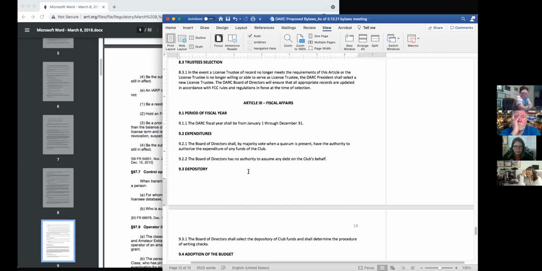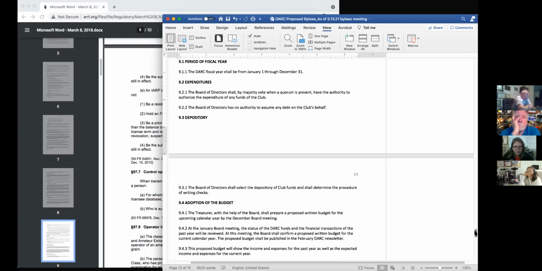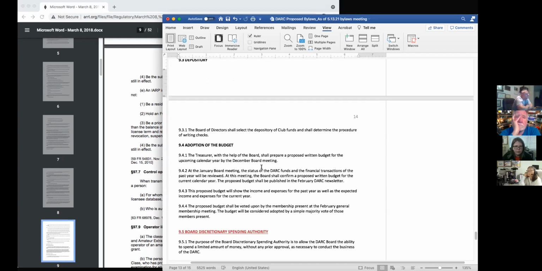9.2.1, the board of directors shall, by majority vote when a quorum is present, have the authority to authorize the expenditure of any funds of the club. 9.2.2, the board of directors has no authority to assume any debt on the club's behalf. 9.3, depository. 9.3.1, the board of directors shall select a depository of club funds and shall determine the procedure of writing checks.